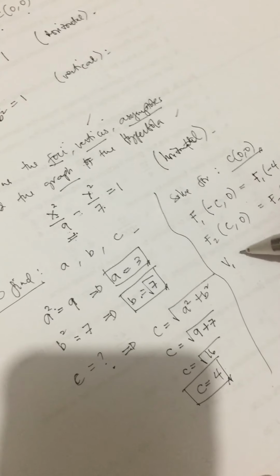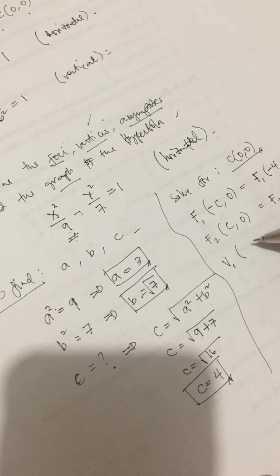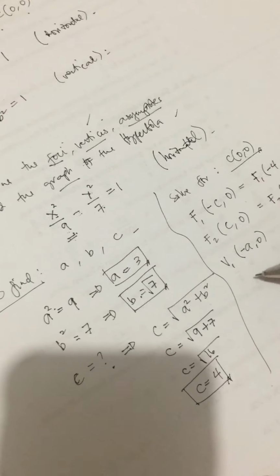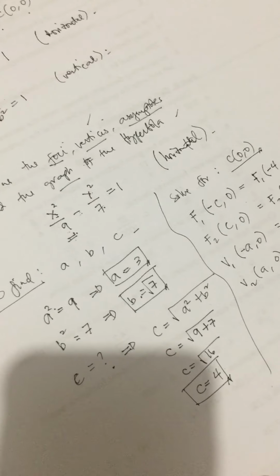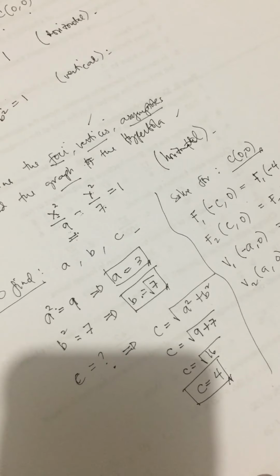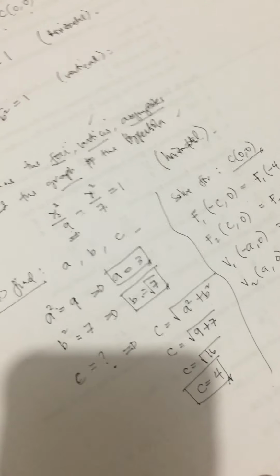Next vertices, v1. So this is the coordinate for our v1 is negative a and 0. For our v2 is a positive a and 0. So this becomes v1 is negative 3, 0. Our v2 is positive 3, 0.